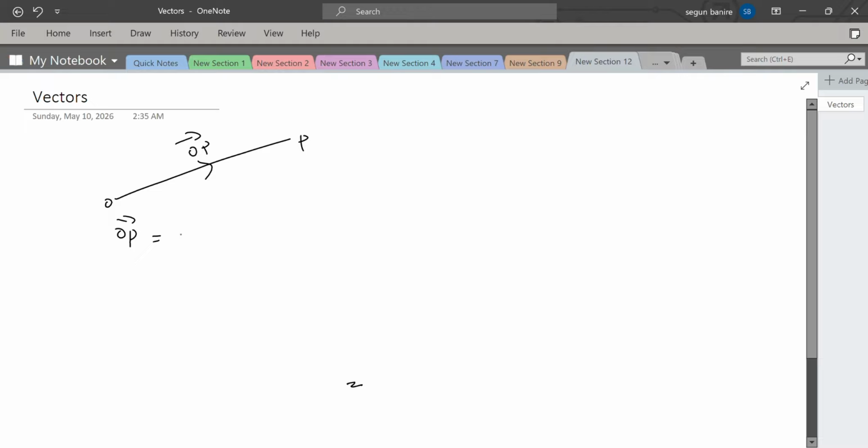So we have something like ai plus bj plus ck. Why are we having i, j and k? We're having i, j and k because they are the coordinates. We are studying vectors on R3, so this vector is on R3.